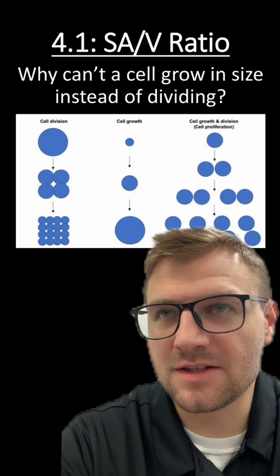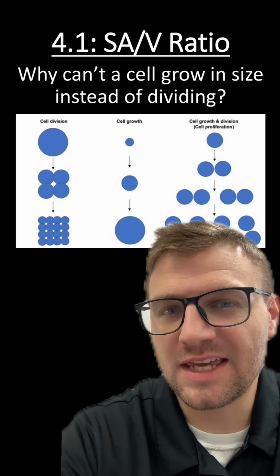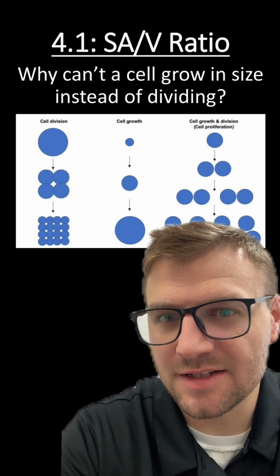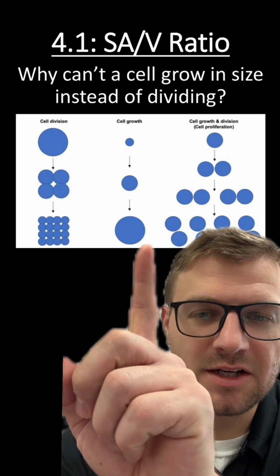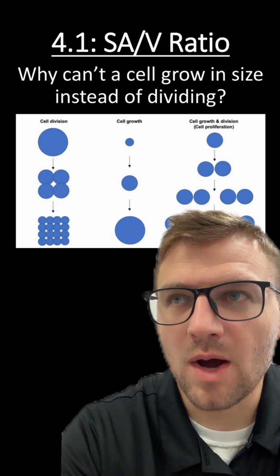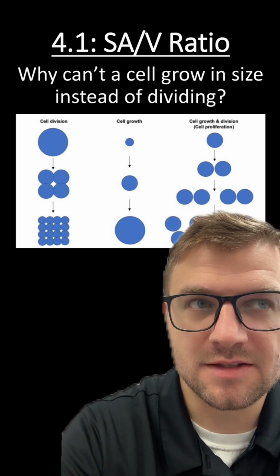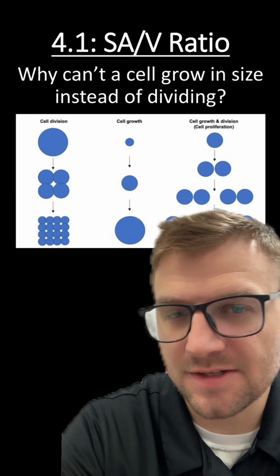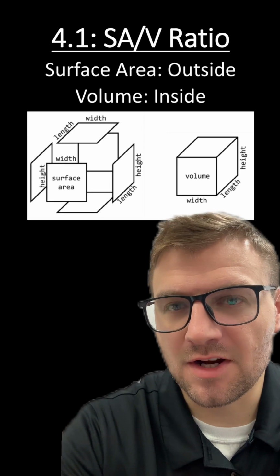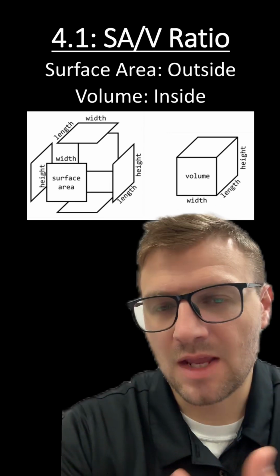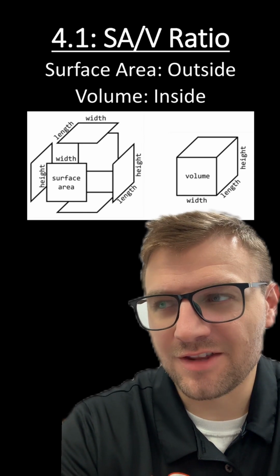To start this section off, I like to pose the question of why can't cells just grow in size instead of dividing? Like if you look here, you can see a cell just growing. So why aren't we just like one big cell instead of like the trillions of cells that make us up? Remember that when we talk about surface area, we're talking about the outside of something. And when we talk about volume, we're talking about everything on the inside.